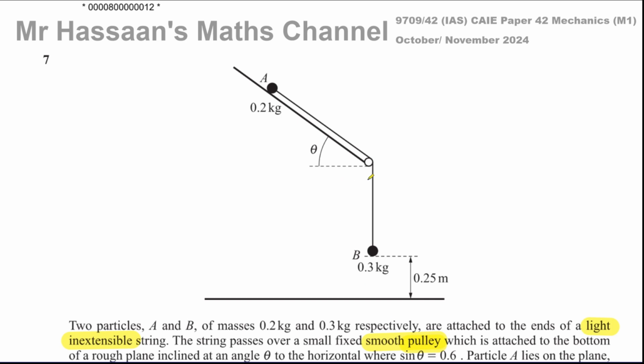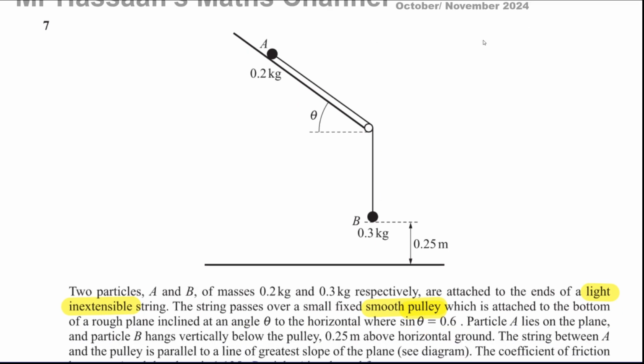Now, the fact that the pulley is smooth means there's no friction in the pulley, which implies that the tension on either side of it in the string will be the same. And the word inextensible means the string doesn't stretch, so the acceleration of all the particles attached to it will be equal. So light means we don't consider its weight, and the tension throughout the string will be the same. Inextensible means the acceleration of all particles attached to the string will be the same, and the smooth pulley means the tension on either side of the pulley will be the same.